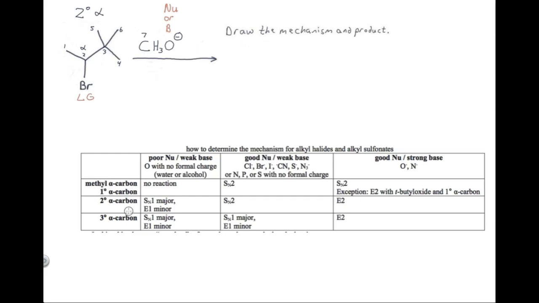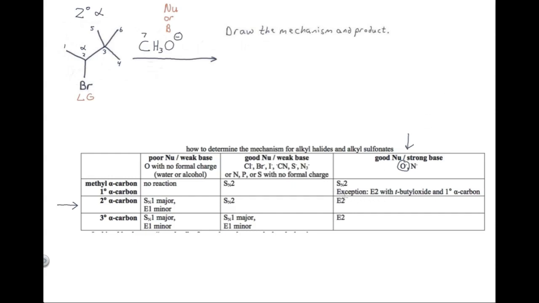Which row of the table applies for this problem? Well, we have a secondary alpha carbon, which means that we should use the middle row of the table for a secondary alpha carbon. Which column of the table applies for this problem? Well, our nucleophile or base is O-. O- is in the right-hand column of the table. So we're applying the right-hand column of this table because we're using O- as our nucleophile or base.